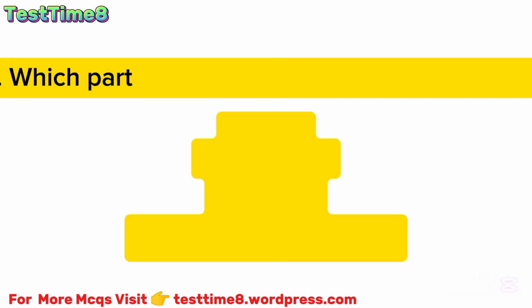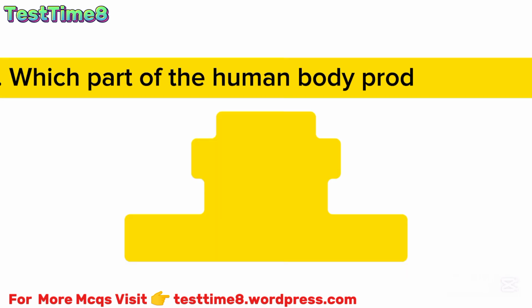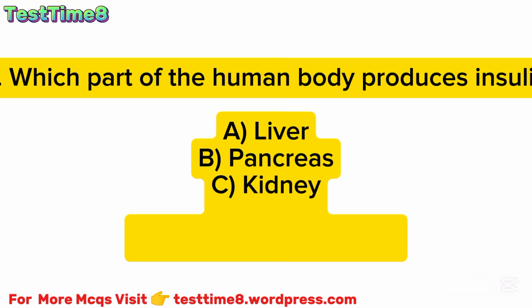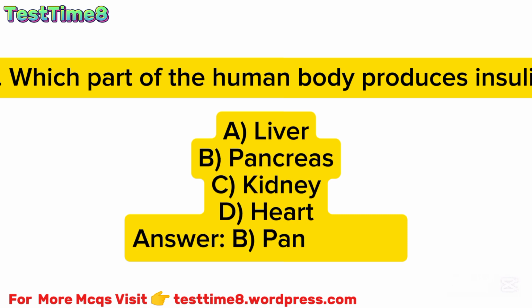12. Which part of the human body produces insulin? A. Liver, B. Pancreas, C. Kidney, D. Heart. Answer: B. Pancreas.